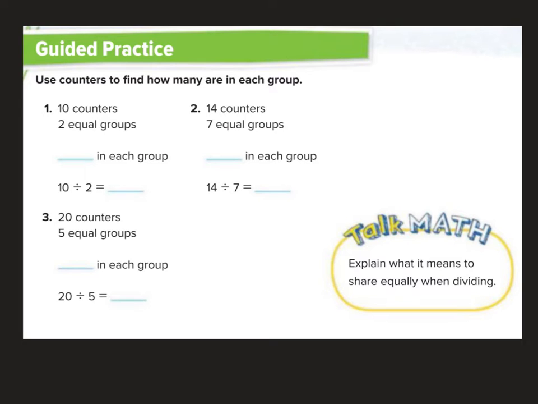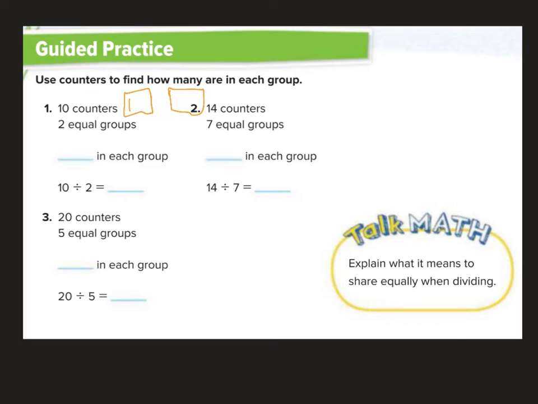Okay, here's our guided practice at the bottom of this page. Use counters to find how many are in each group. So here's the deal. If you're at home, which you are, you could get something to count. I don't know, paper clips, maybe you have Legos, right? That's fine with me. But here we have 10 counters into 2 equal groups. So I'm going to draw a picture because I'm not cool and I don't have counters into 2 equal groups.